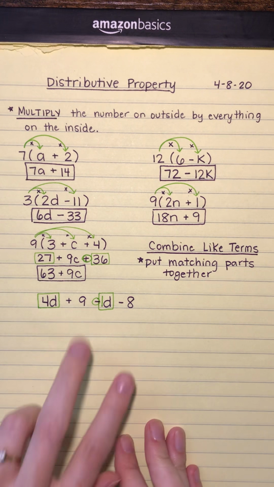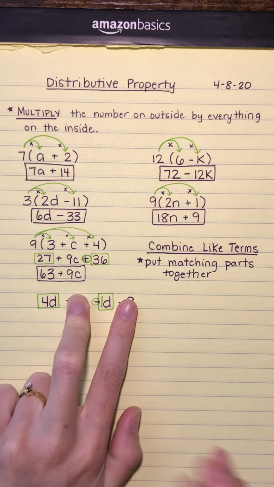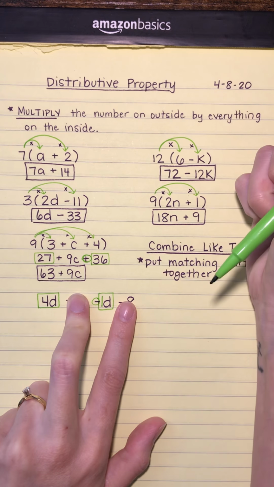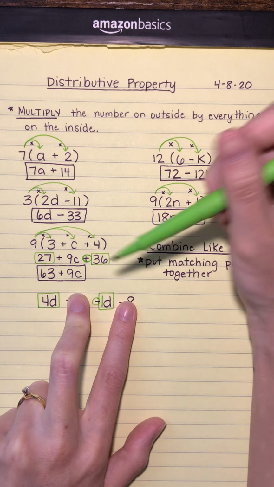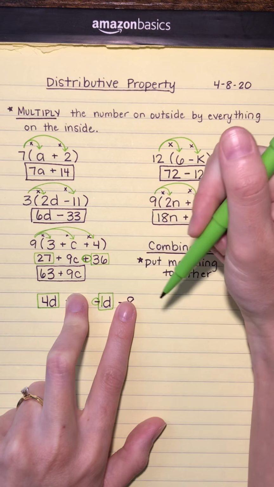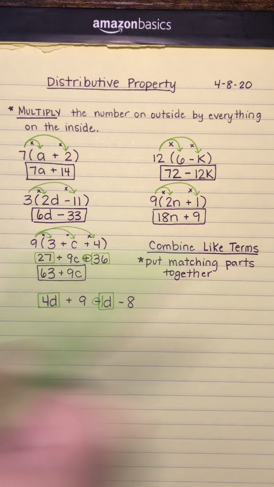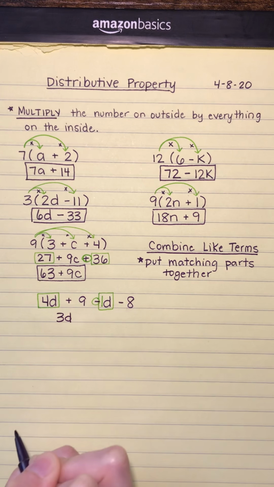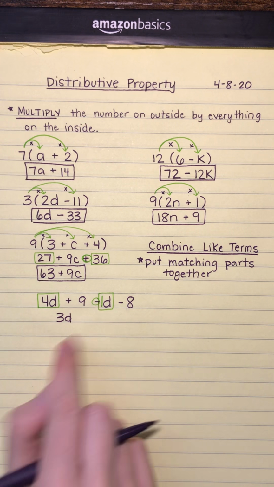So if I were to cover up this other stuff here, this is a problem that says 4D minus 1D. All right, I can kind of forget that the D's are there, but it's like 4 minus 1 with a D at the end. So 4 minus 1 equals 3, and the D has to stay with that.